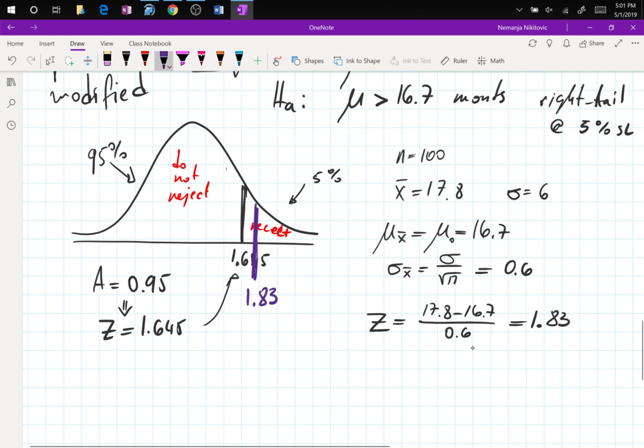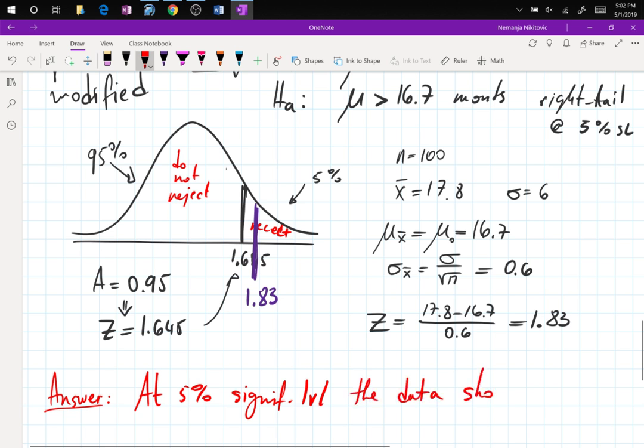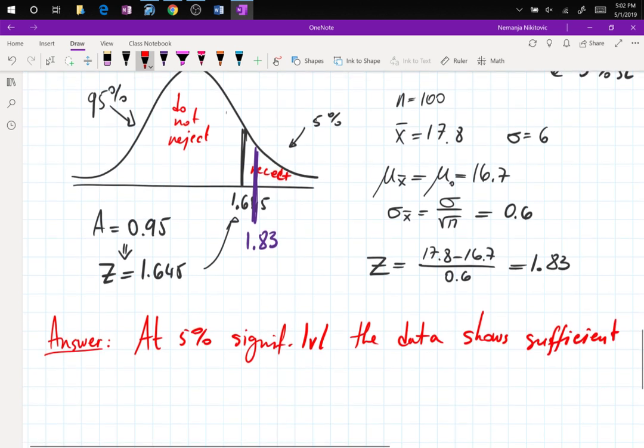1.83. So now, if we look at it this way, we can say at 5% significance level, the data shows sufficient evidence to reject major.